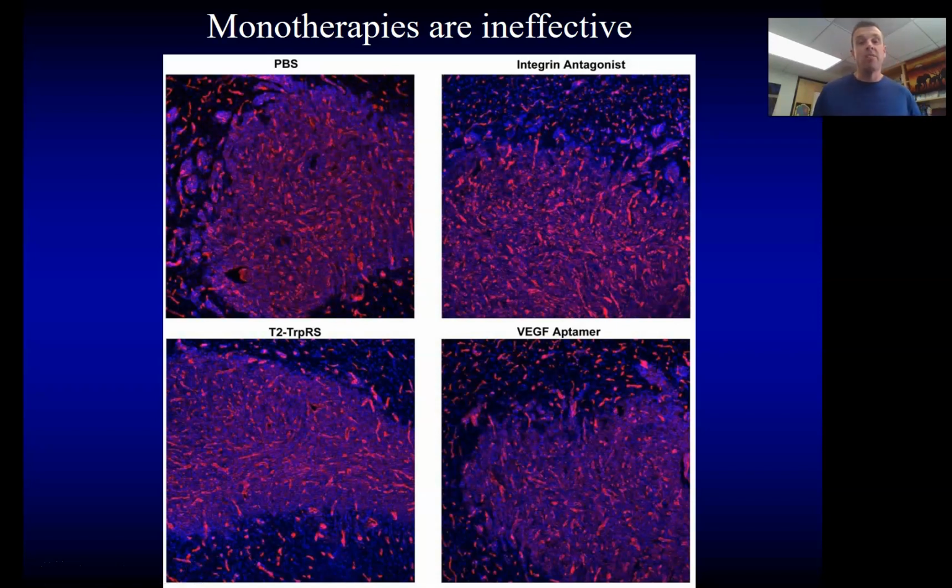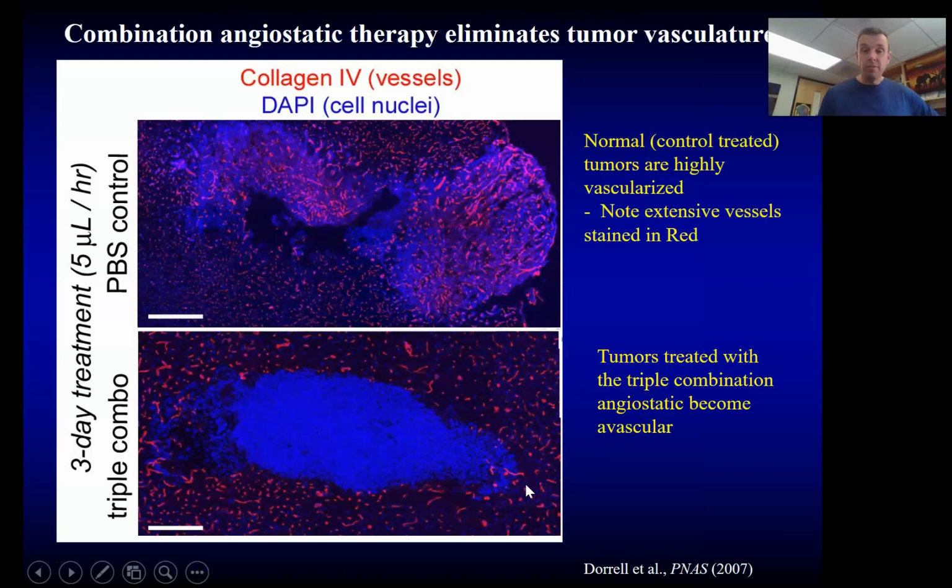So this is immunohistochemistry. Well, if you block with an integrin antagonist, right, so integrins are needed to help the blood vessels migrate, this tumor still has a large blood supply. If you block with a couple of other factors, this one's blocking the vascular endothelial growth factor, so this cytokine that stimulates blood vessel growth. Well, none of these single monotherapies are effective.